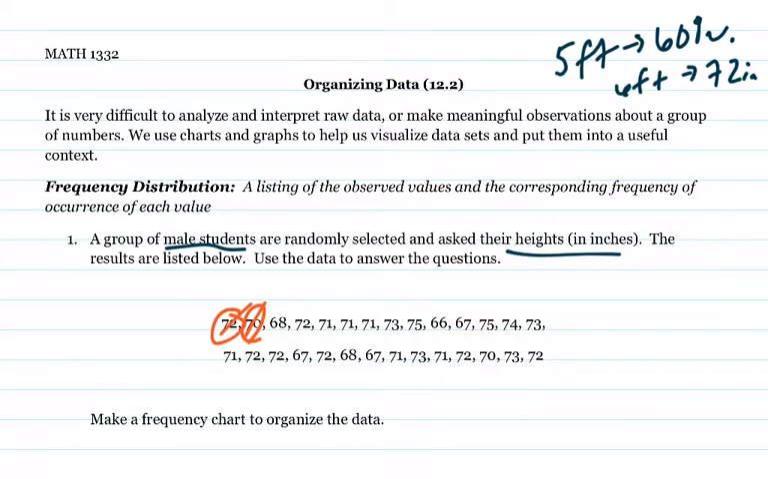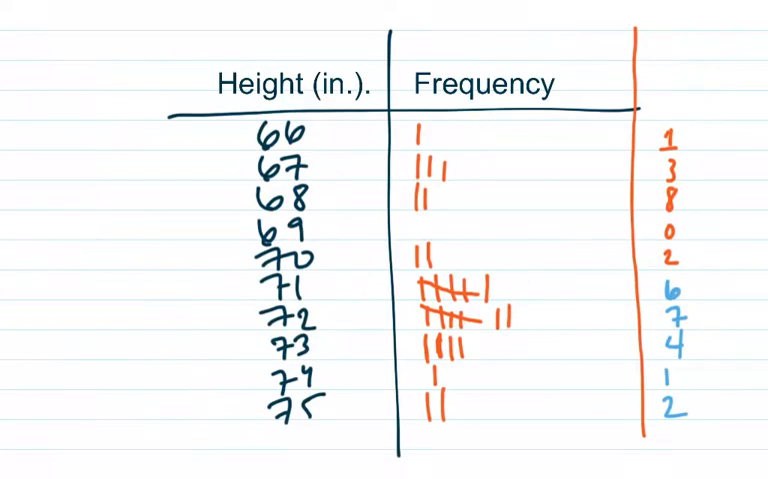So one thing I want us to recognize here is that if I counted how many data points there were, there's a total of 28. So when I look at my frequencies and add all of those up, there needs to be 28.